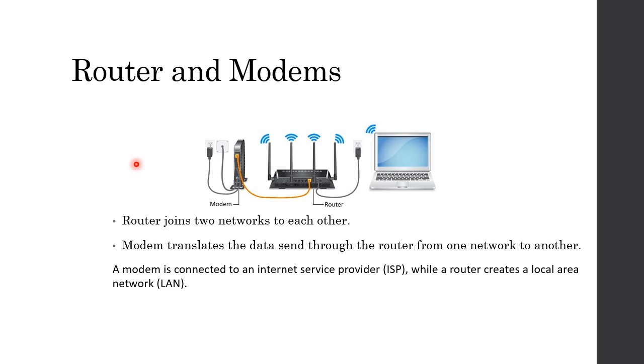Now, if we talk about the modem, modem stands for modulator demodulator. It actually translates the data sent through the router from one network to another. A modem is connected to an internet service provider, the company which provides us the internet, like PTCL, while a router creates a local area network. What does a modem do? It is a modulator demodulator. When a router passes the message, it passes the message to the modem in digital signals. The modem translates those digital signals into analog signals that human beings can understand. Digital signals are ones and zeros because our computer understands the binary language.